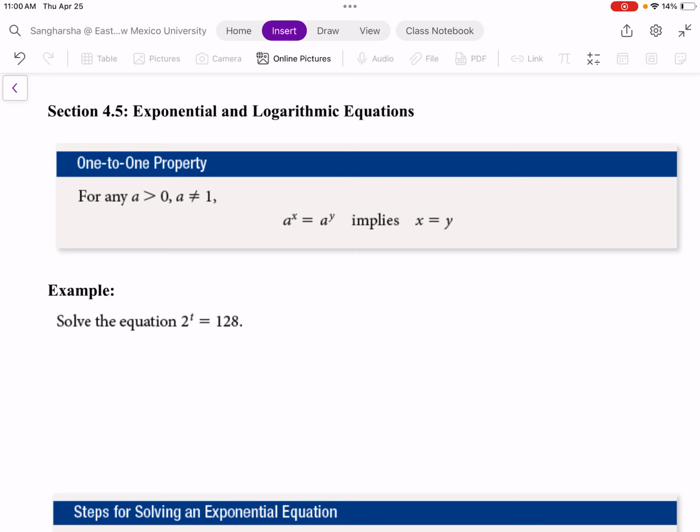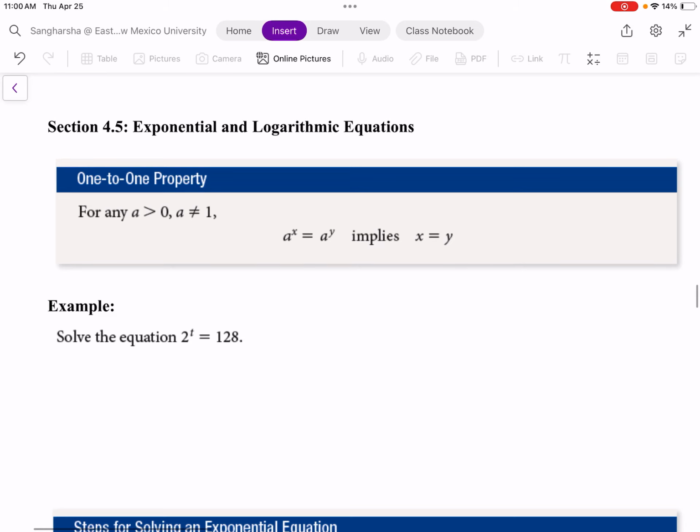Okay, this is our second last section for this semester, and in this section we'll be solving exponential equations and log equations. So let's try to solve the exponential equation at first, and after that we will solve the logarithmic equation.